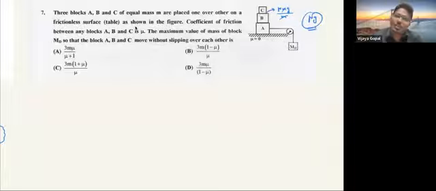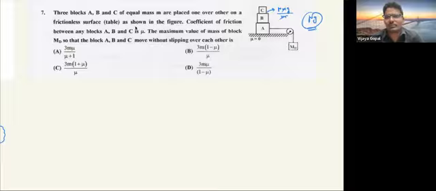But now there is one more case. B and C can move together. If there is slipping occurring between B and C, for that also you need to check what is the maximum acceleration required. Can you guys tell me what is the maximum acceleration required so that slipping will occur in between B and C?